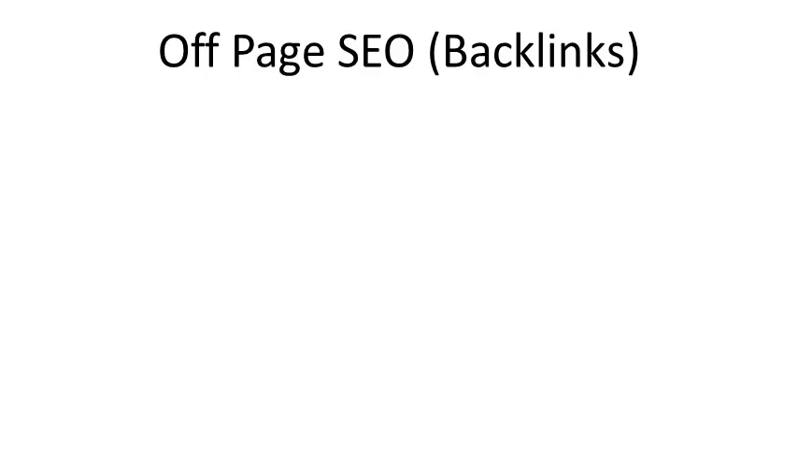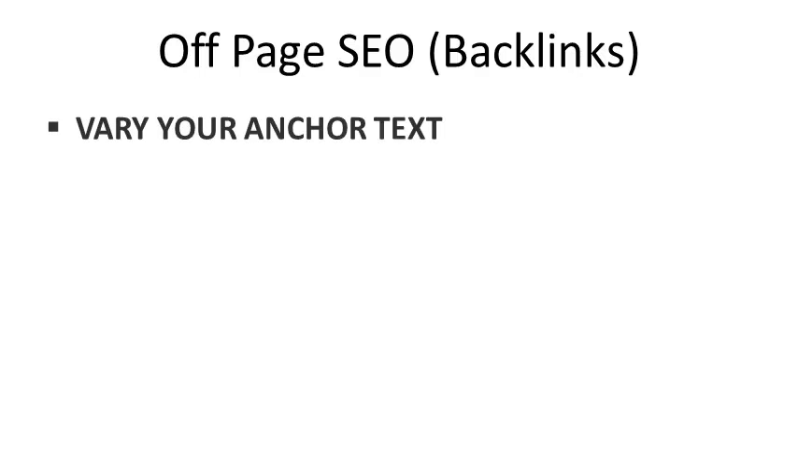With off-page SEO, that's basically building backlinks to our site. When you're doing that, the number one thing I can't say enough is you have to vary your anchor text. In the past, if you wanted to rank for a keyword, you just kept throwing links at your site using that keyword in the anchor text. That definitely no longer works. You can definitely get hit with over-optimization penalties.